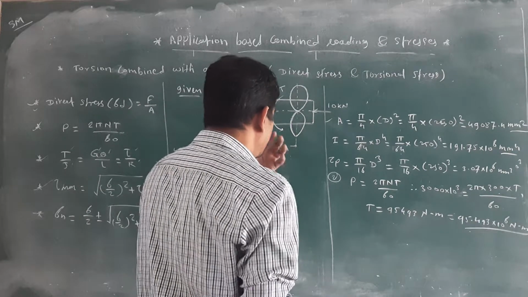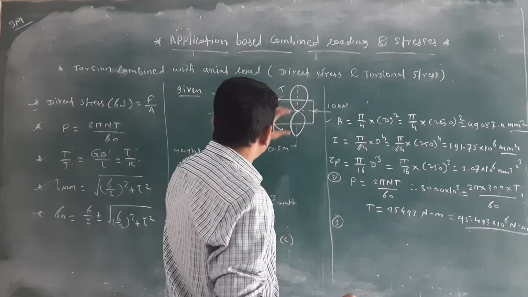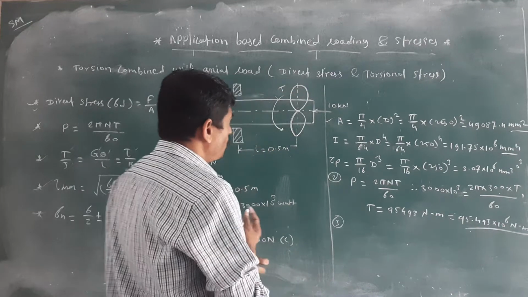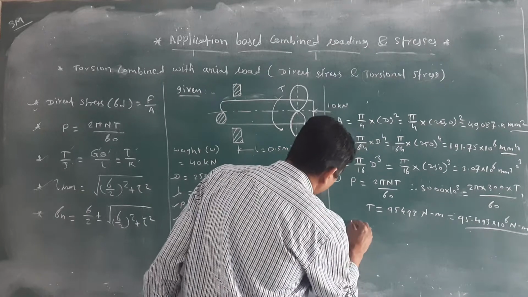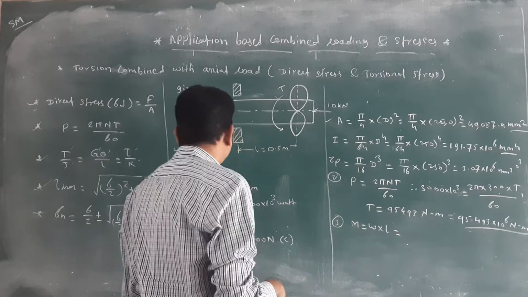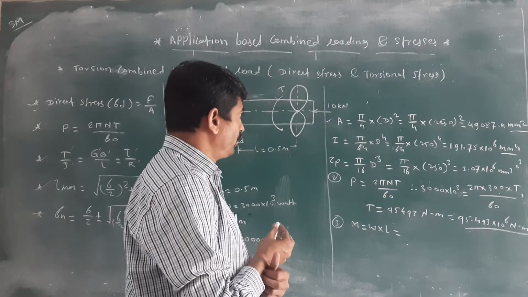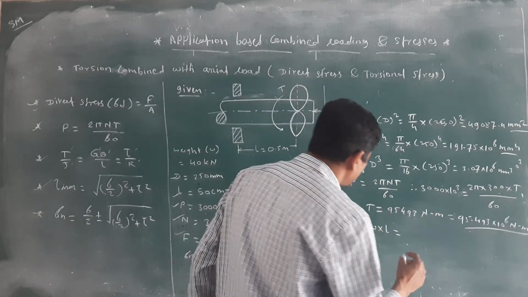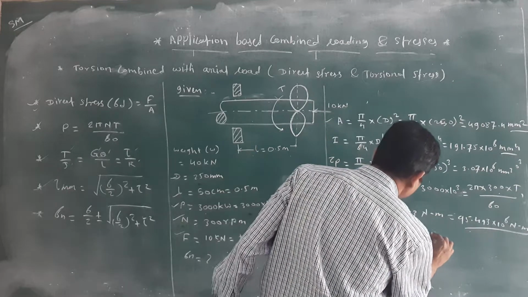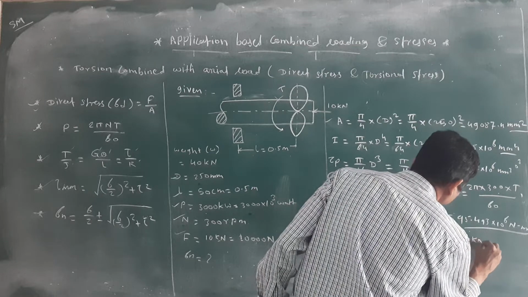Once you have calculated that T value, next we want to calculate the moment that will act due to the propeller weight. How to calculate the moment? W into L. The weight is given as 40 kilonewton, I have written it as it is, 40, and the distance is 0.5 meter. Then you will get 20 kilonewton meter.